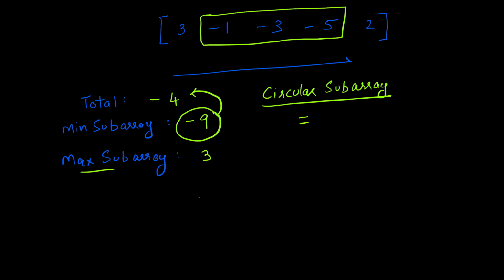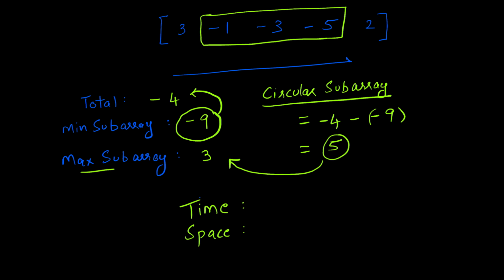Now to calculate the maximum circular subarray, the formula is total minus minimum subarray, that is minus 4 minus minus 9. The total is 5, which is greater than the maximum subarray that we have calculated so far. So between the two, we should return 5 as our output.